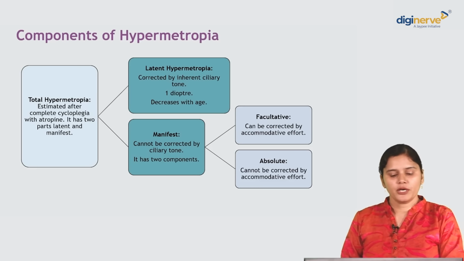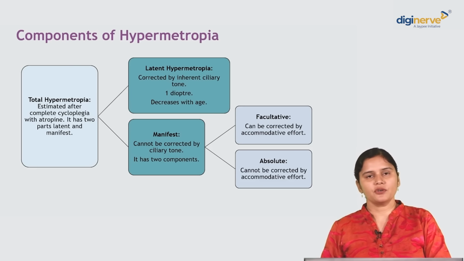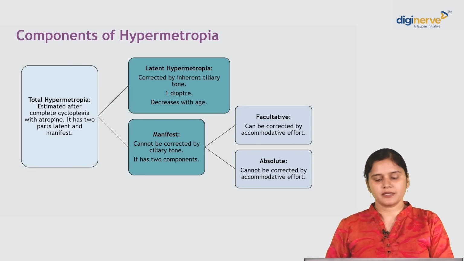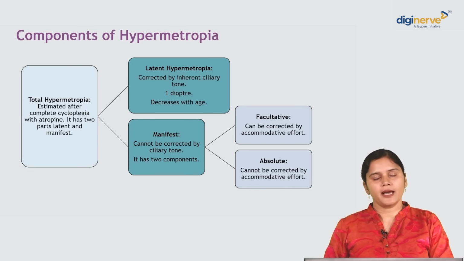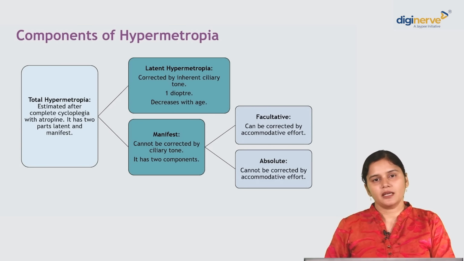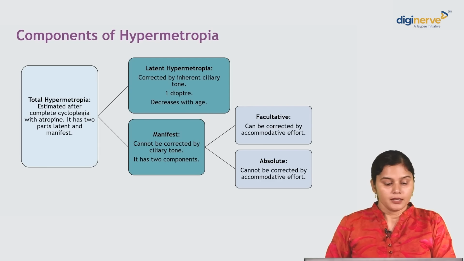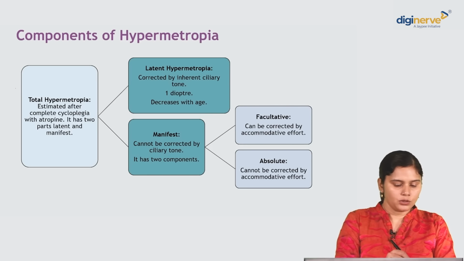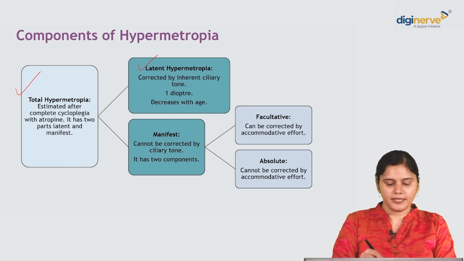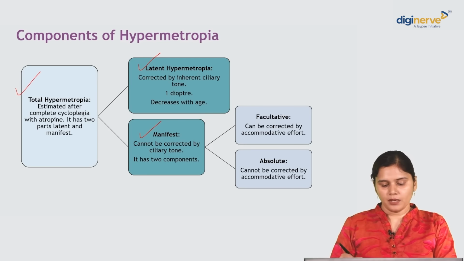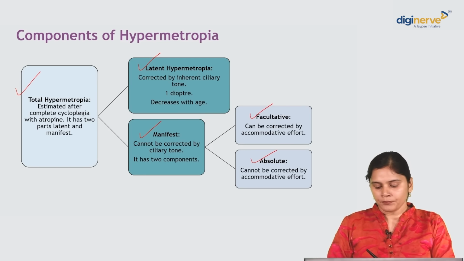Now coming to components of hyperopia. Components of hyperopia are important to understand because hyperopic people have excessive accommodative effort. They make their lens thicker so that the distance vision can become clearer. There is total hyperopia, which can be divided into latent and manifest hyperopia. Manifest hyperopia is further divided into facultative and absolute.